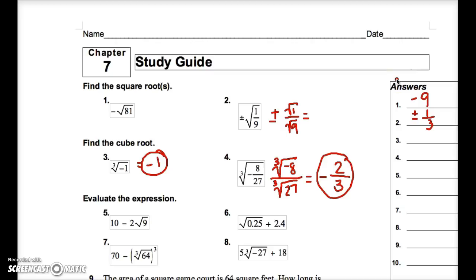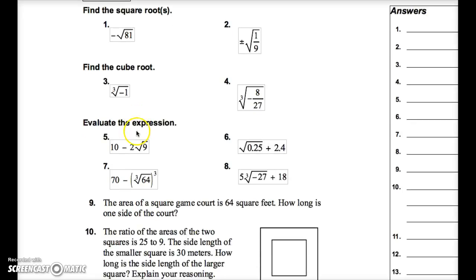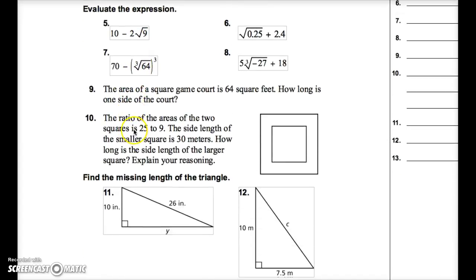Okay, for 5, starting at number 5, we're going to evaluate the expression or solve this. Okay, now remember, you always want to do the square root part first. So, looking at number 5, we have 10 minus 2 times the square root of 9. Well, I know the square root of 9 is 3, so this would become 10 minus 2 times 3. Order of operations says you have to multiply first, so 2 times 3 is 6, and 10 minus 6 is 4.